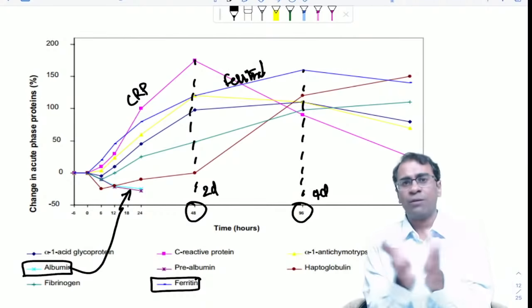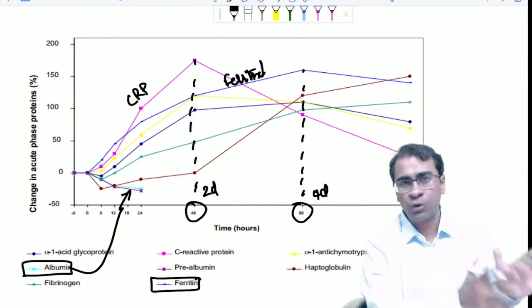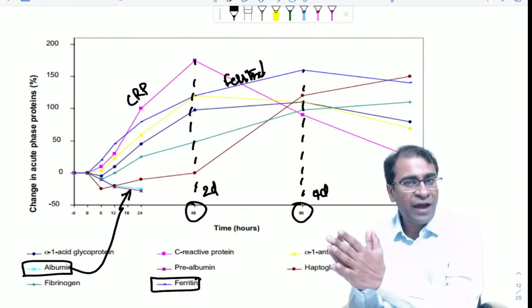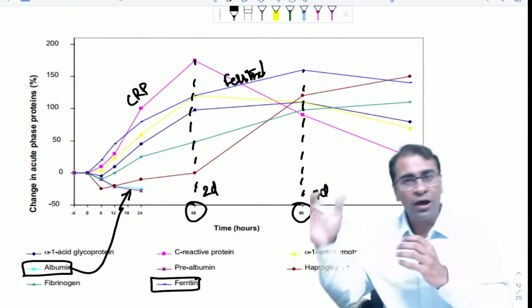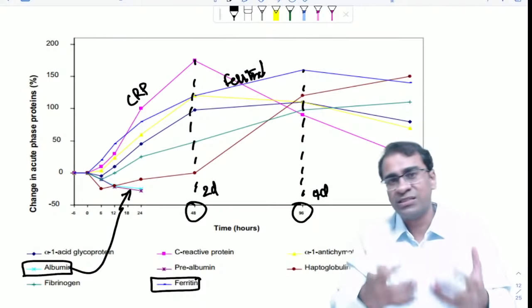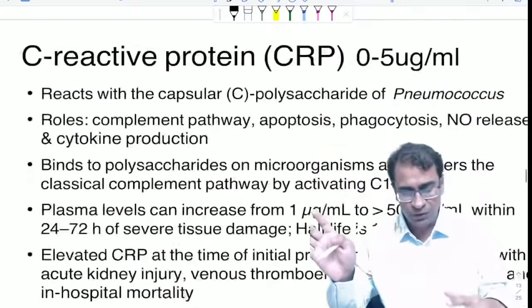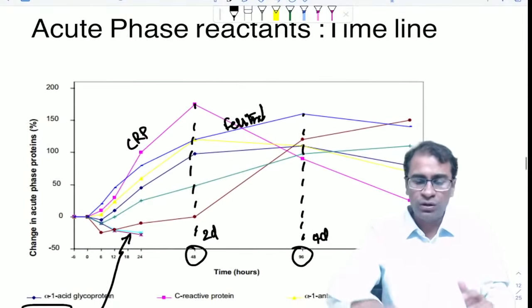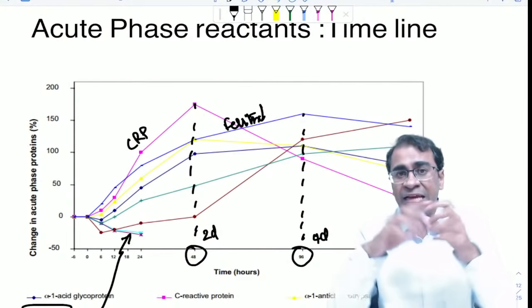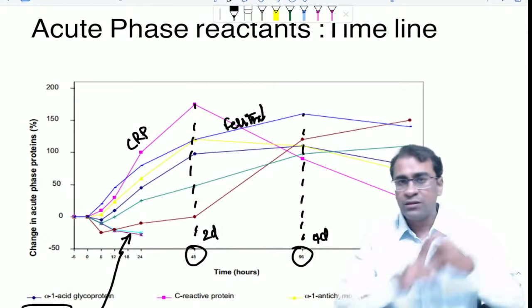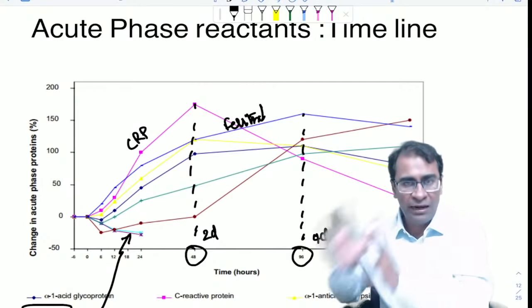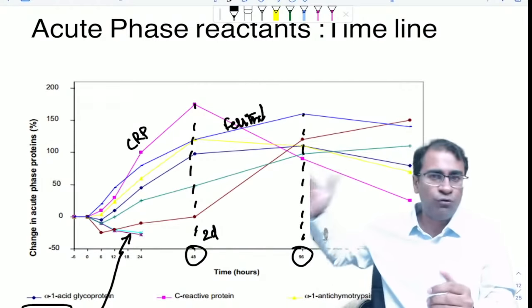Okay, so we have got a basic knowledge that CRP will rise on the second day, ferritin will rise on the fourth day, and the marker albumin should decrease if we measure this in a patient who is having inflammation. Okay, so now few things we have already understood. Number one, there's definitely an increase in cytokines. Second, cytokines activate the liver cells to release some acute phase reactants.